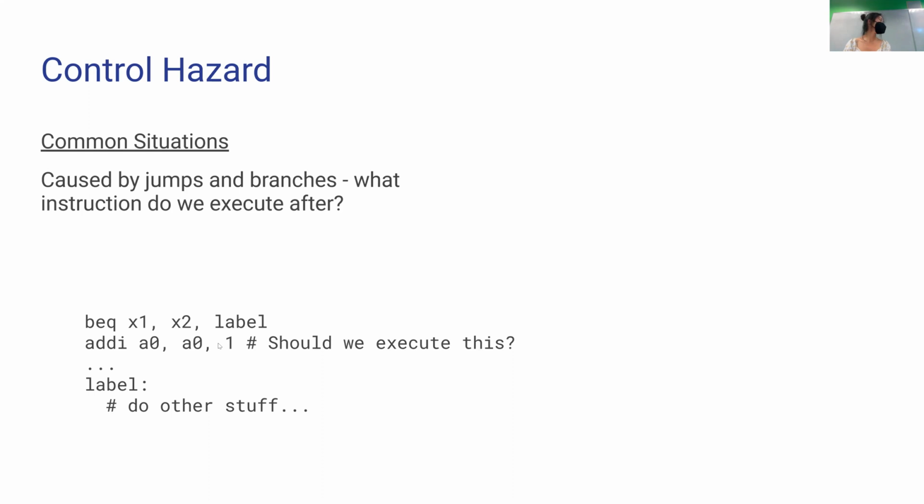But if we just load the pipeline, we're going to load add I and only realize by the execute stage that these two are equal, and if they are equal, then we wanted to branch. So we wanted to do the other stuff instead of this. But at that point, it's too late because add I has already been loaded. Does it make sense why, or can you tell me why, by the end of the execute stage, we already know where our next instruction is going to be?